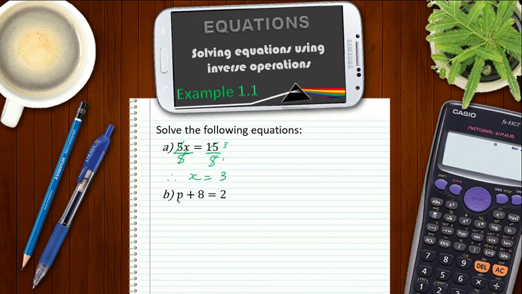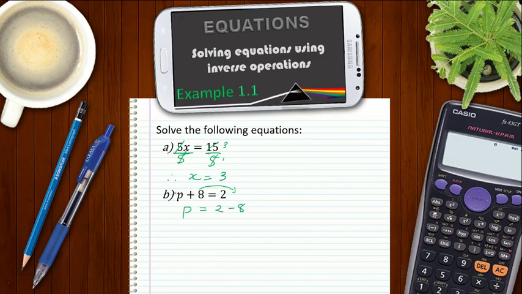Now, in example B, I have p plus 8 equals 2. So if I want p on its own, to get rid of this 8, I subtract 8. Now, another way to think about it is just to take 8 over to the other side. Then it becomes a negative 8. Alright, so then we have p equals 2 minus 8. So that's the one way.